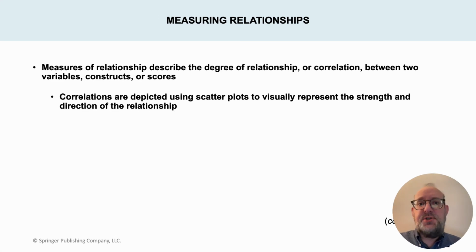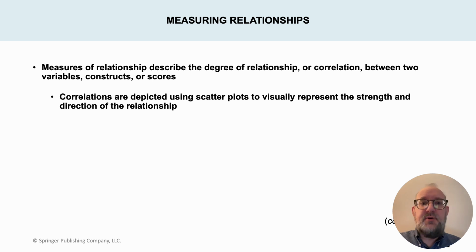Measures of relationship or correlation between variables, constructs, or scores are essential tools in data analysis. These measures help us understand the extent to which two or more variables are related or associated with each other. By examining relationships between variables, we can identify patterns, trends, and dependencies that can inform decision-making.